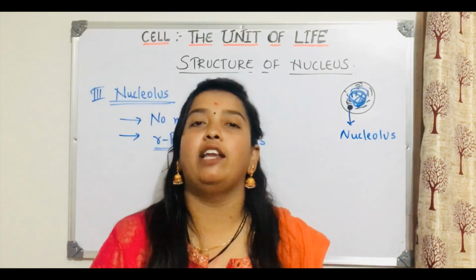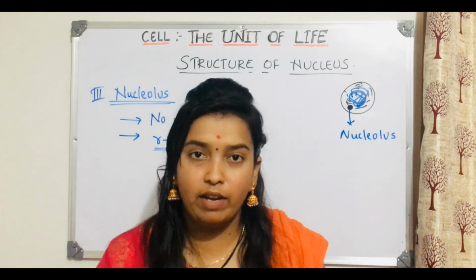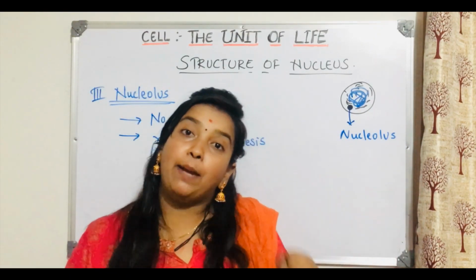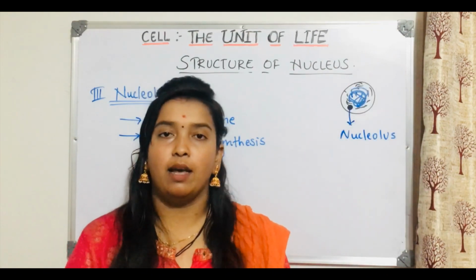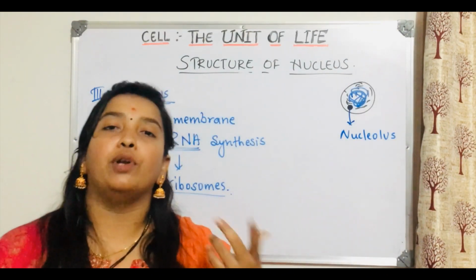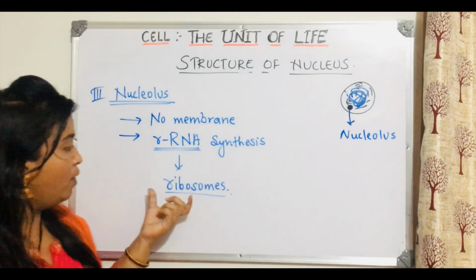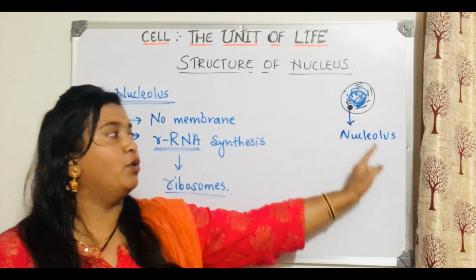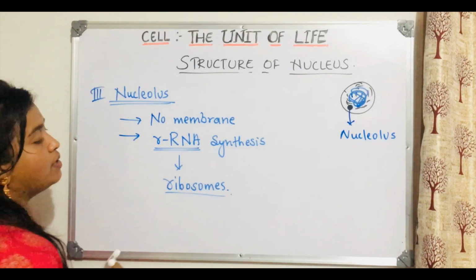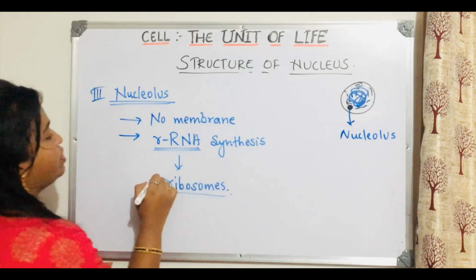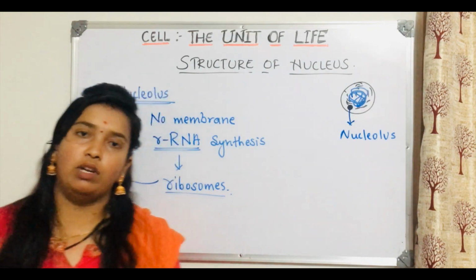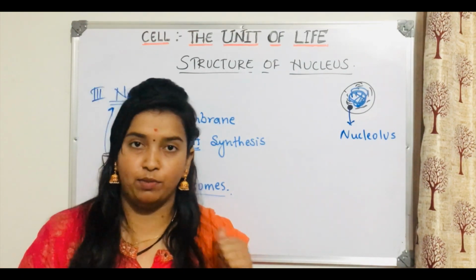Ribosomes are called protein factories. You people know very well about that. And the nucleolus is called the ribosome factory because the nucleolus produces ribosomes. Ribosomes are produced with the help of rRNA, which is synthesized in the nucleolus. So the function of the nucleolus is production of ribosomes.